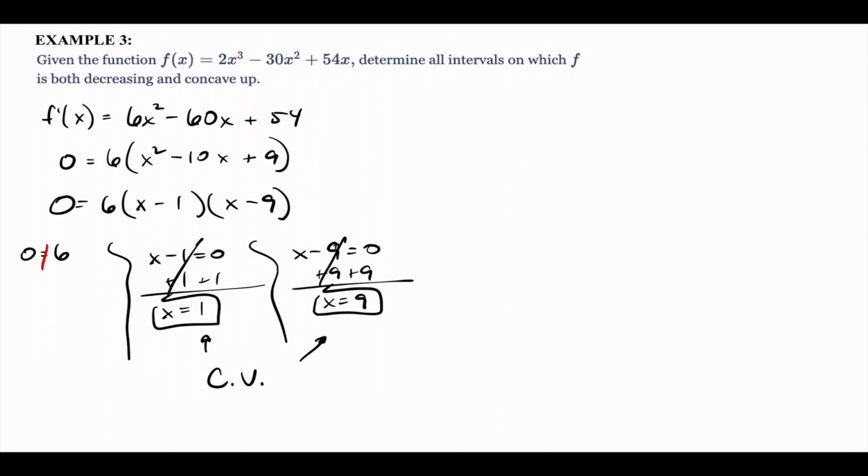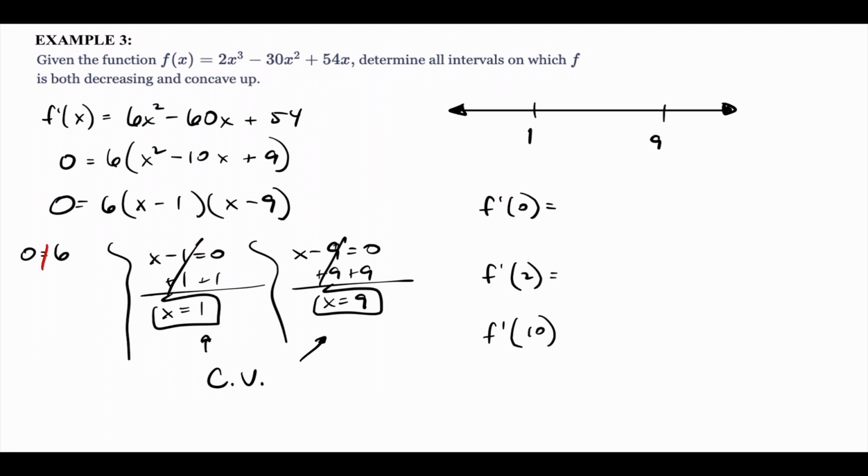Okay. I get positive 1 and positive 9. So those will be maximum and minimums. So now we got to figure out where it's decreasing. So we got positive 1, positive 9. So before, between, after. Check 3 places.